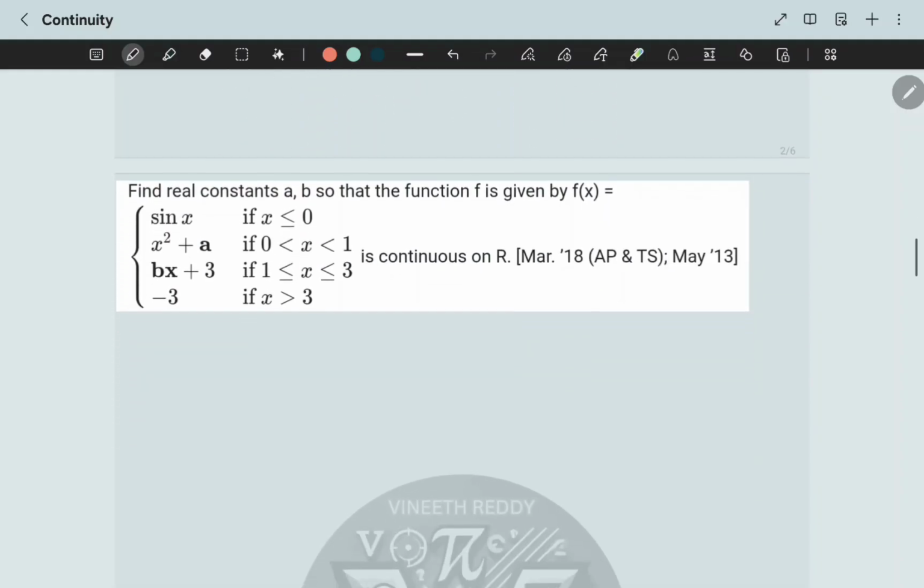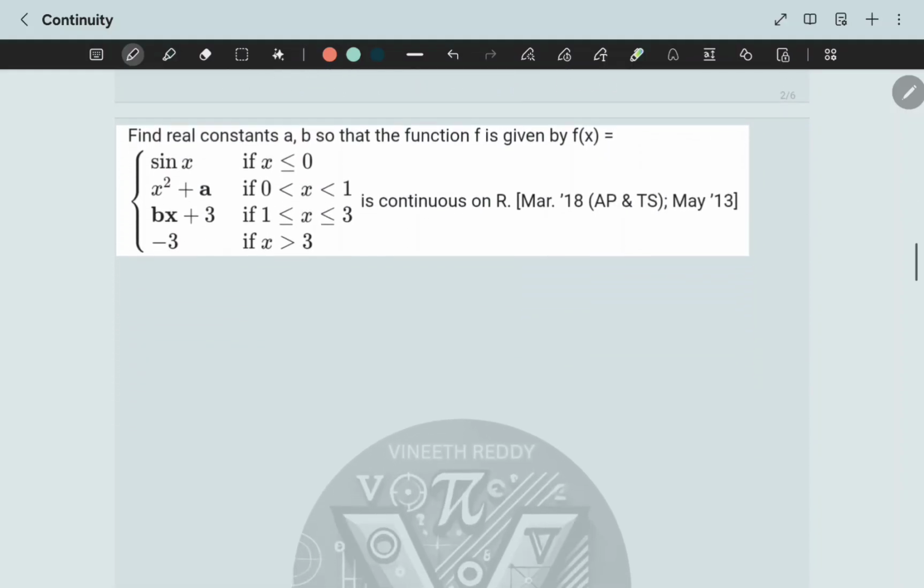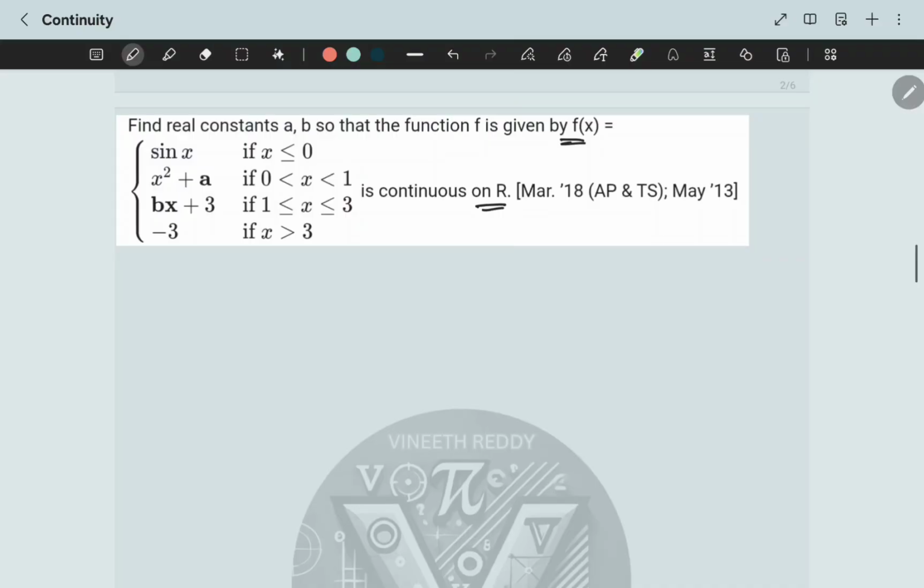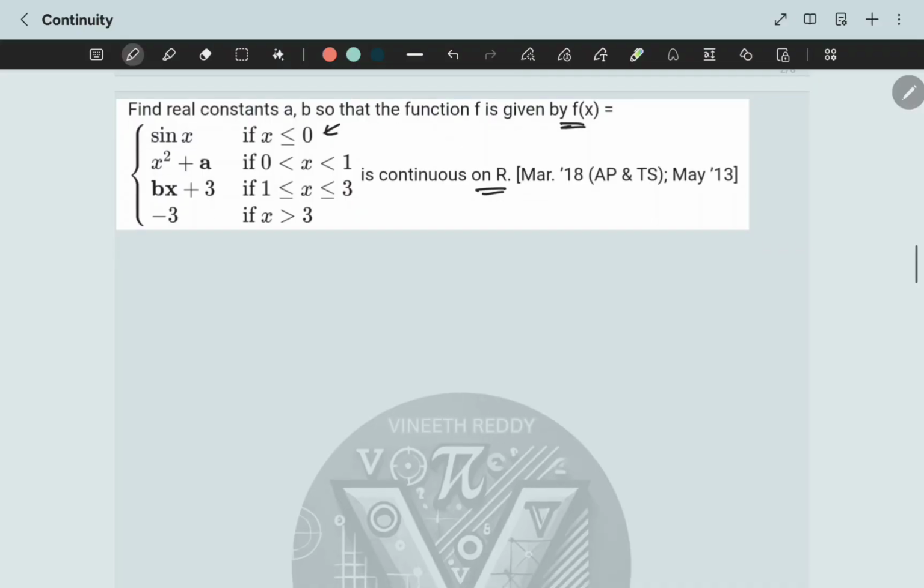Now the next question says find real constants a comma b so that the function f given by this is continuous on all real numbers, dear students. Whenever they say it is continuous on all real numbers, we have to see the end points where the function is breaking, right? Here in this question, unlike the previous questions, he is telling that the function is continuous everywhere. That means the function should be continuous at 0 also, continuous at 1 also, continuous at 3 also, right?